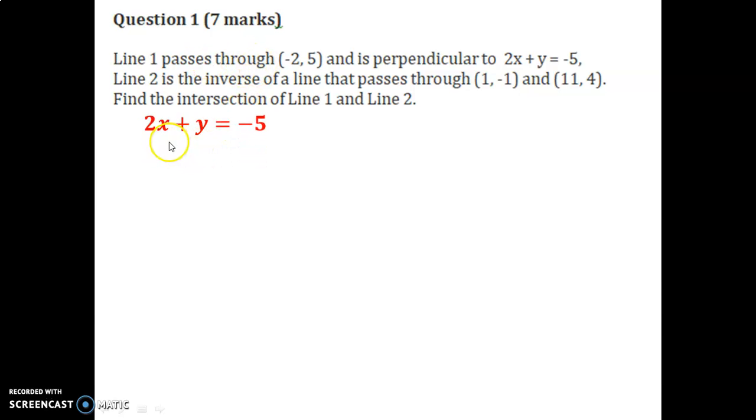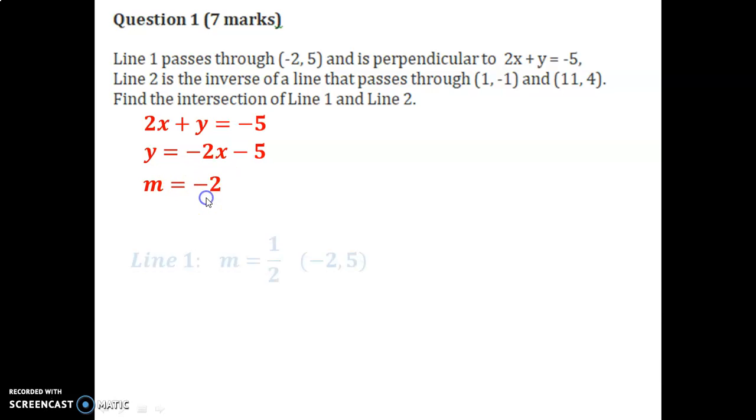Line 1 is perpendicular to this line, it says. So we know when two lines are perpendicular, the slopes have an important relationship. So let's take this line and solve for y. I moved the 2x over to get this. Now I know the slope of this line is -2. This is the slope value. So that is not line 1. That is the line that line 1 is perpendicular to.